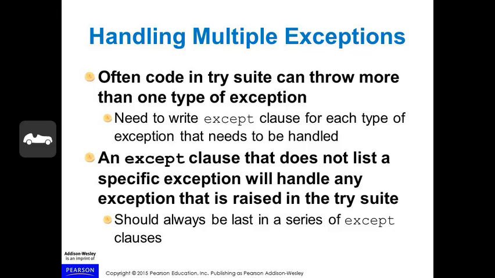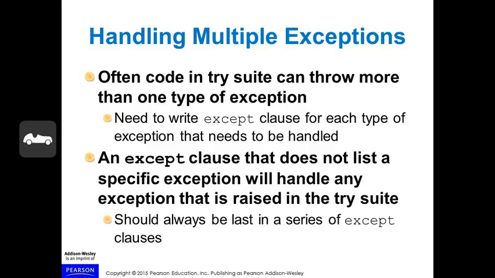In many cases, the code in a try suite will be capable of throwing more than one type of exception. In such a case, you need to write an except clause for each type of exception that you want to handle. And in the examples that we have seen, we have to handle a specific type of error or exception by specifying the error type, like value error, division by zero error.